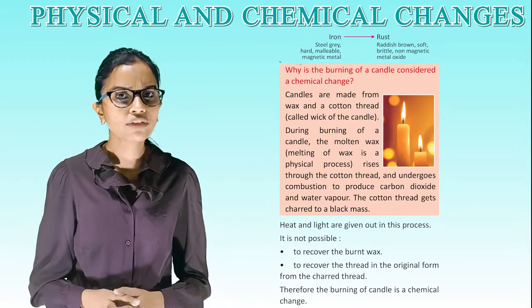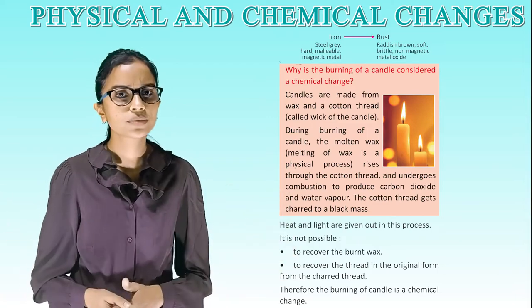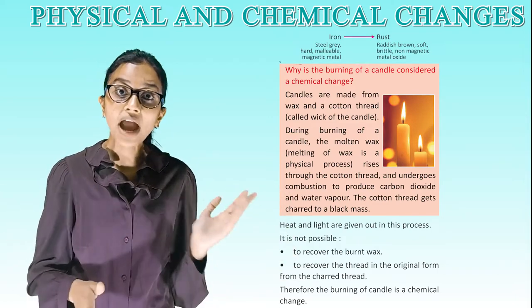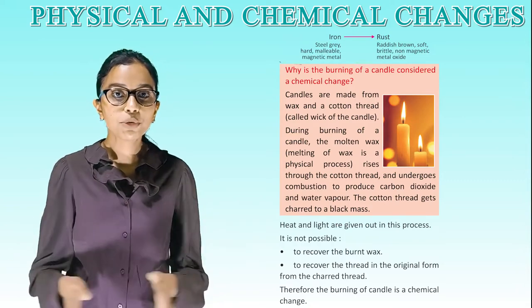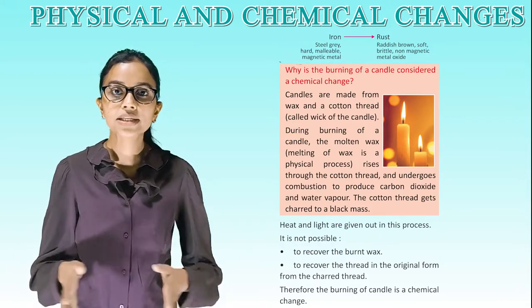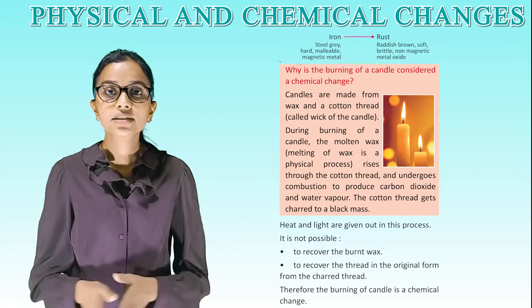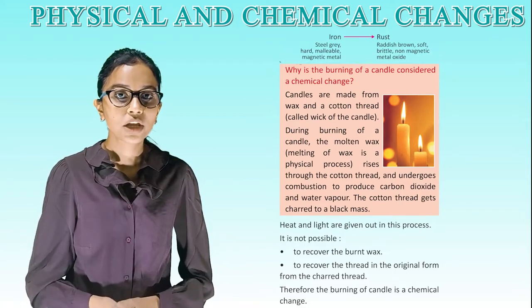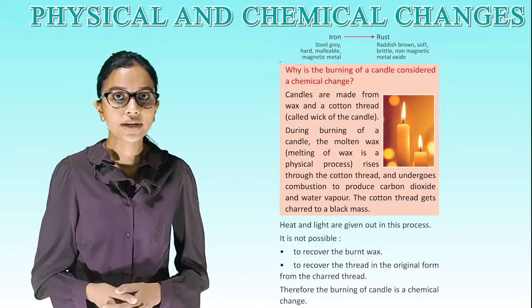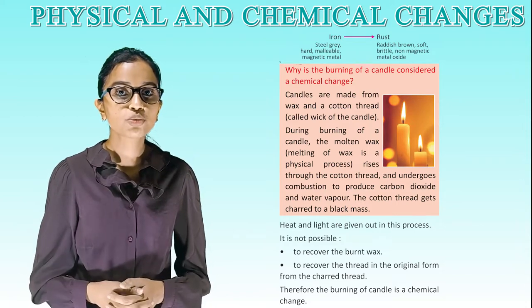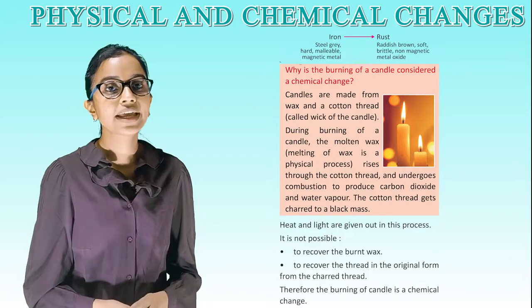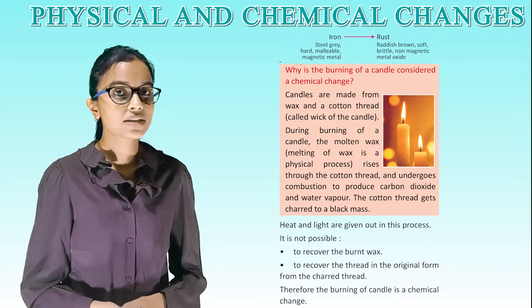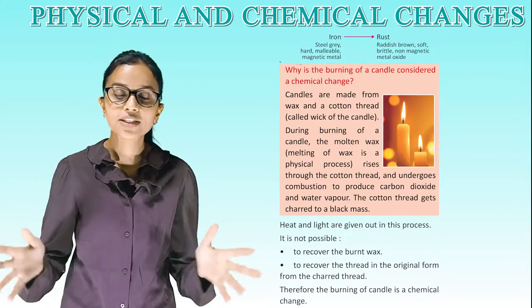Why is the burning of a candle considered a chemical change? Candles are made from wax and a cotton thread called the wick of the candle. During burning of a candle, the molten wax, melting of wax being a physical process, rises through the cotton thread and undergoes combustion to produce carbon dioxide and water vapor. The cotton thread gets charred to a black mass. Heat and light are given out in this process.